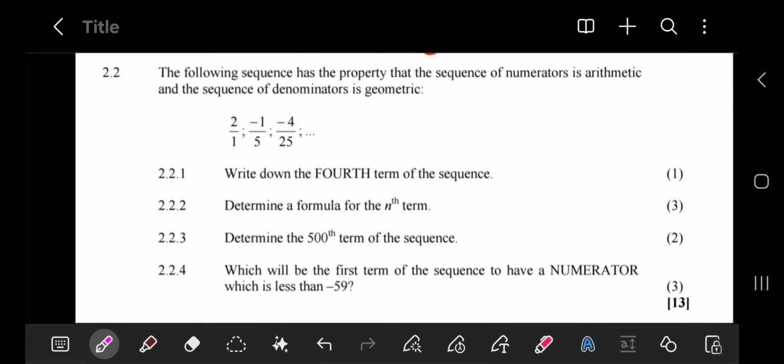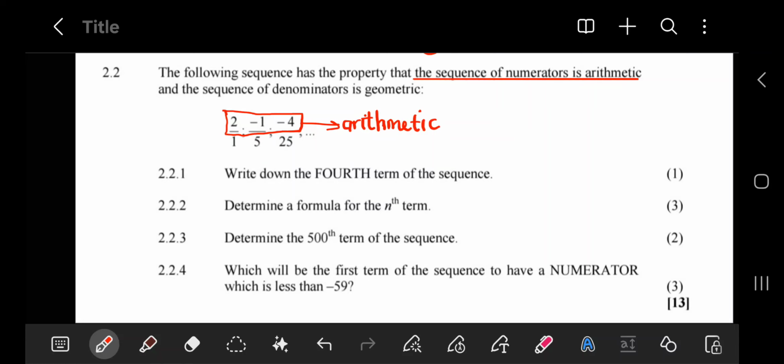It says the following sequence has the property that the sequence of the numerators is arithmetic. So I'm just going to pause there and make sense of this information. The sequence of the numerators is arithmetic. That means that in these fractions that we are given, these numerators are all arithmetic. And if we just analyze them, we've got 2, -1, -4.